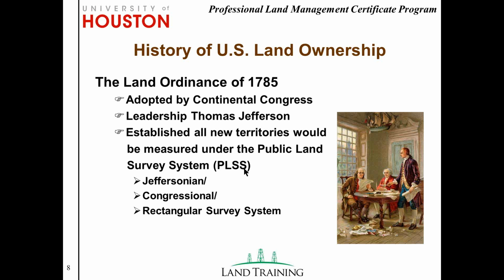Now, in the land business, I don't really hear it called the public land survey system. I hear it called Jeffersonian, I hear it called congressional, and I hear it called the rectangular survey system. All of these are the same thing. It's this grid system that we're about to go over. It's called Jeffersonian because it was introduced, or invented if you will, by Thomas Jefferson. It's called congressional because it was passed by the Continental Congress. And it's called the rectangular survey system because it is the grid system.